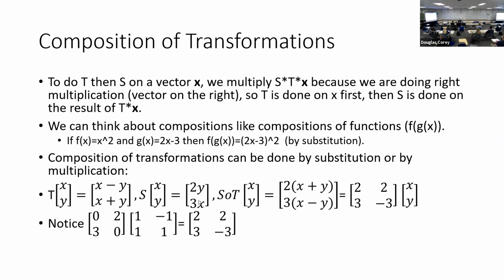I can do that by substitution. If s's new y is 3 times my old x, I can go back to my old x, which is x minus y, and plug it in. So I get 3 times x minus y as my new y. And if the new x is 2 times y, I can go back to my old y, which is x plus y, and plug it in. And so I have 2x plus 2y, 3x minus 3y. I can rewrite that as a product, and so that's the same as the matrix multiplication 2, 2, 3, negative 3. But I can also separate out t and s, write them as a product of what they are, and then apply them together, and I get the same thing. So you have a homework problem where you actually do this and go through it and show it. Okay.